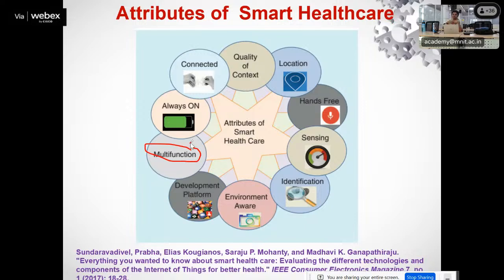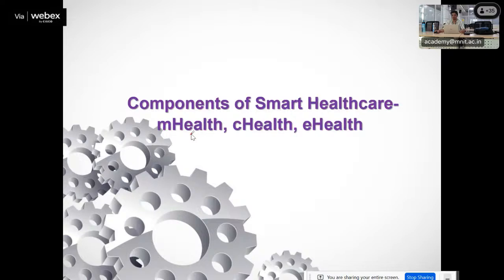So the data, whatever is being captured by a sensor, it should be able to transfer to a cloud. The quality of the data is also important. It should not be specific to any location. It should work everywhere. So usually we want to have a portable device where I can perform my daily activity, and along with that also capture the important parameters. It should have a very good sensing capability. It should have a very good environmental and development platform. So all these are the attributes which I correlate with smart health.